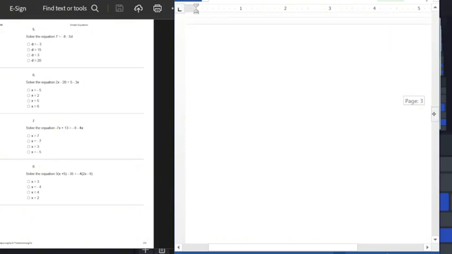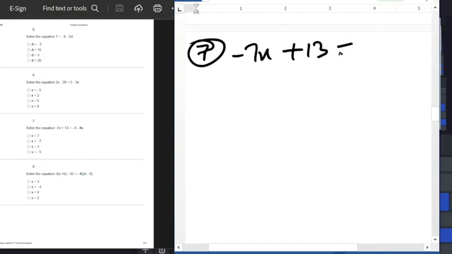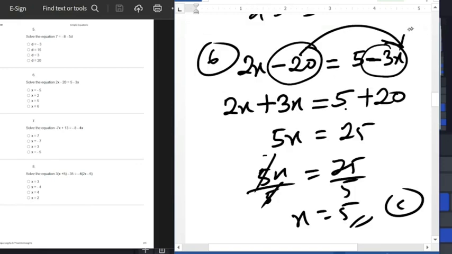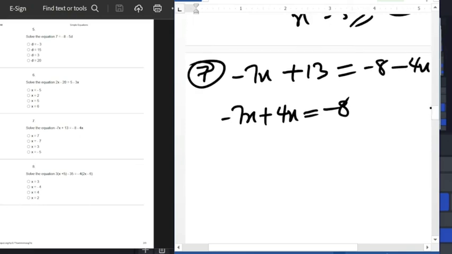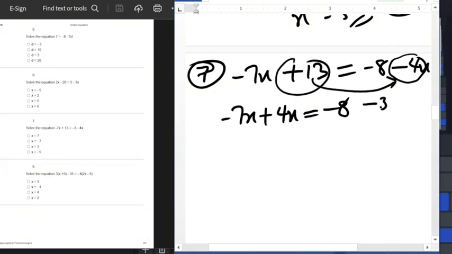Then question 7. Solve the equation. We have minus 7x plus 13 equals to minus 8 minus 4x. So we also collect like terms here. That is minus 7x plus 4x equals to minus 8. Don't forget we have removed this from here, so it remains minus 8. So this is coming to this place, that will become minus 13.